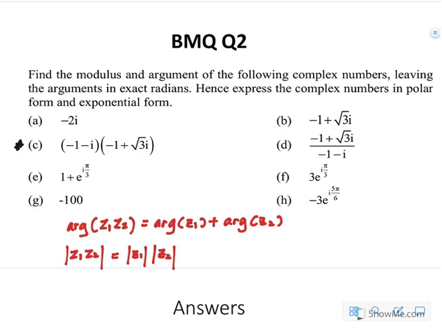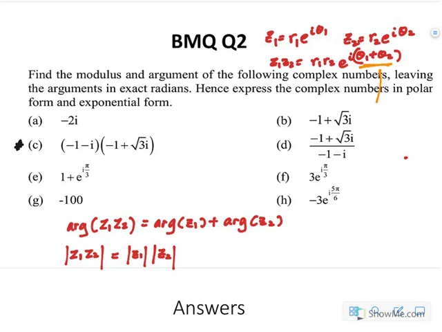So why is this true? Let's say we just use the exponential form. Z1 has modulus R1 and argument theta 1, so Z1 is R1 e to the power i theta 1. Let's say Z2 has the modulus R2 and the argument theta 2. If we multiply both of them together, you can see it's just R1 R2 times e to the power i, using the product law, theta 1 plus theta 2. So you can see that this is the argument of Z1 Z2, and this is the modulus of Z1 Z2, correct?